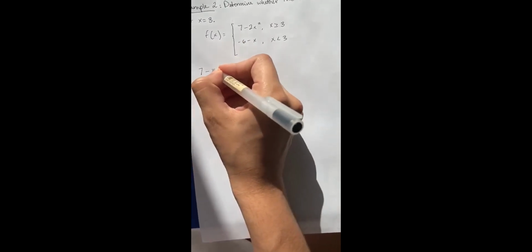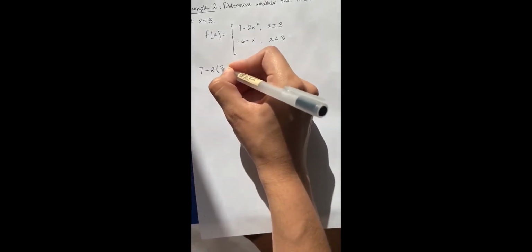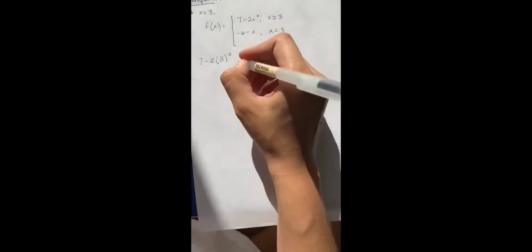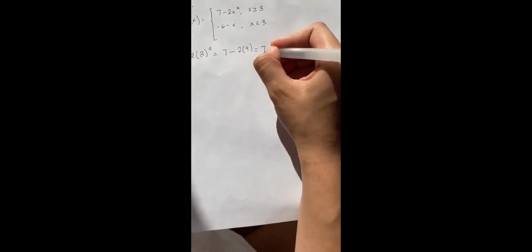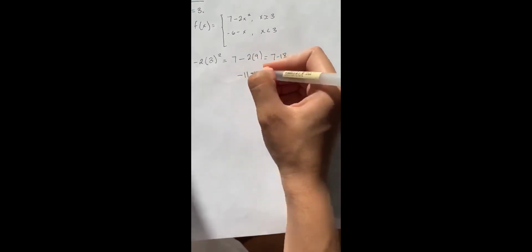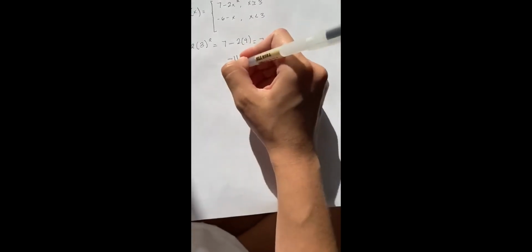So 7 minus 2 times 3 squared, right? I just plugged in the input in there, and so we're going to keep on simplifying that. 7 minus 2 times 9, and then 7 minus 18, which gives you negative 11. So you see that from the right-hand side, your answer is negative 11.